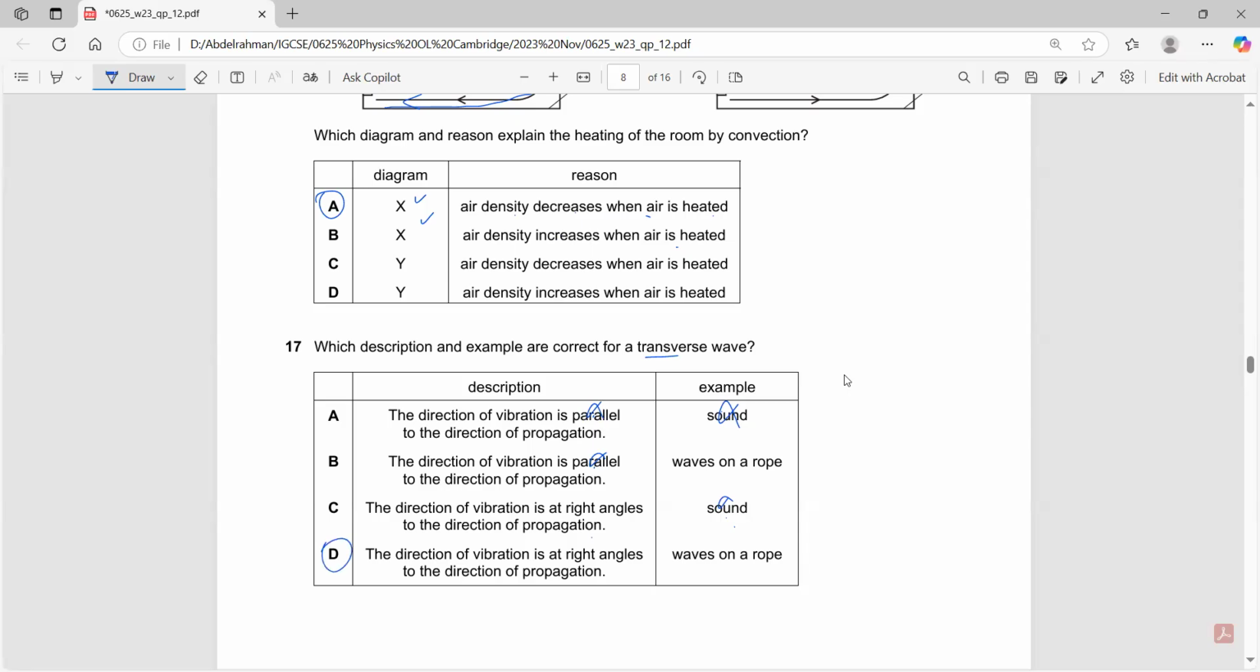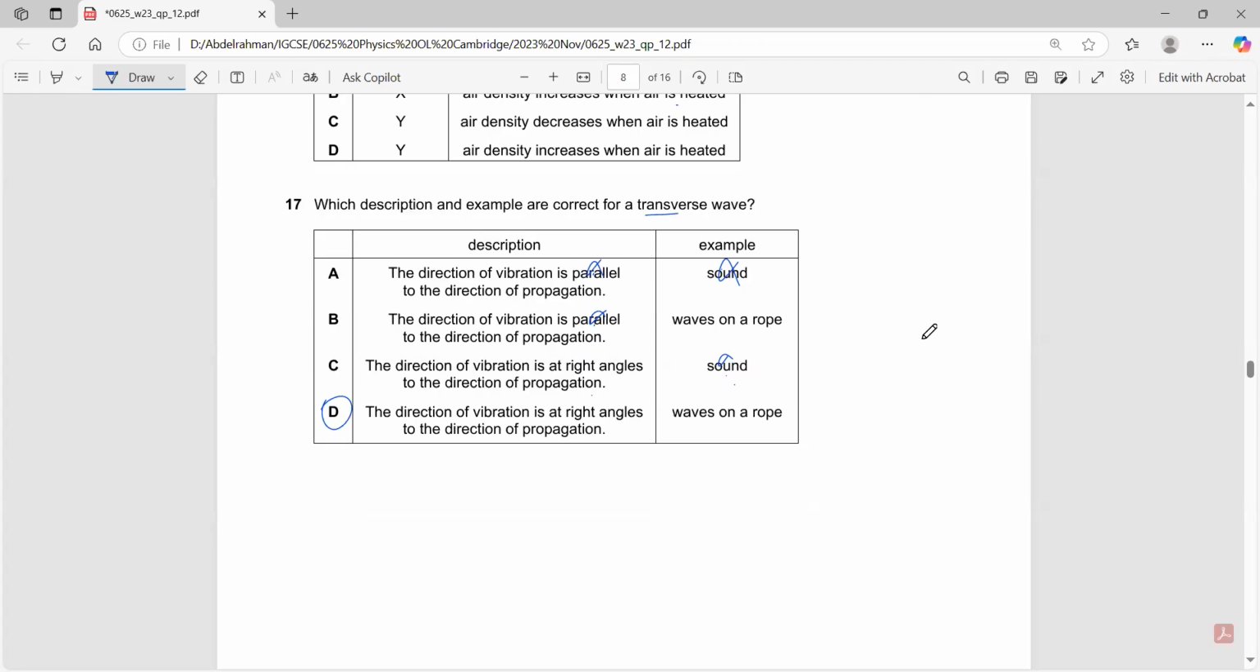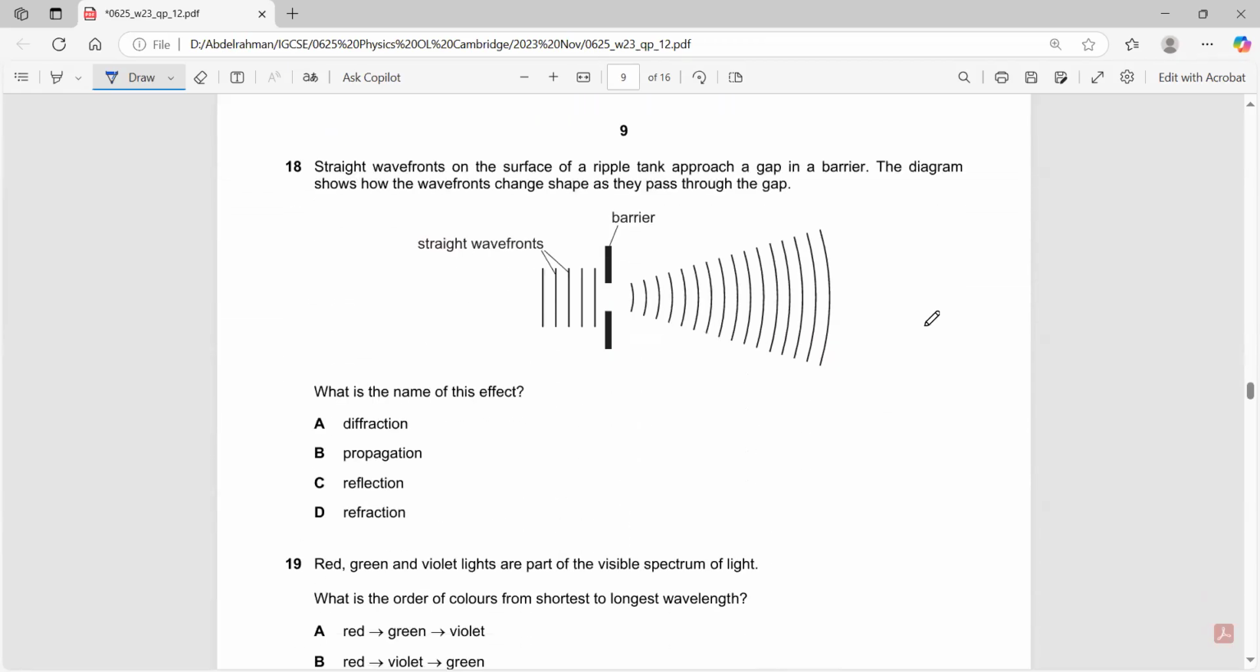So yes, waves on a rope. If you have a rope and you keep on moving it up and down, then you are creating a transverse wave. Yes, that is correct. Question 18. What is the name of this effect when the waves spread? This effect is called diffraction. Yes, diffraction.